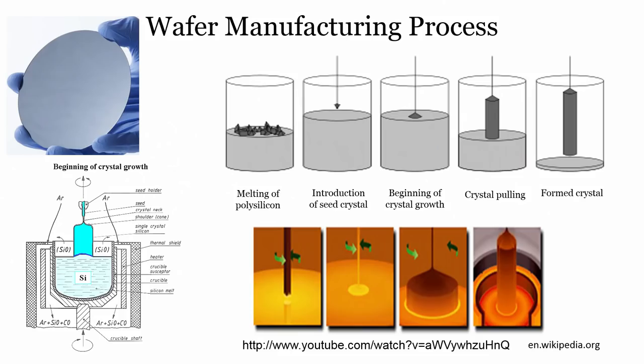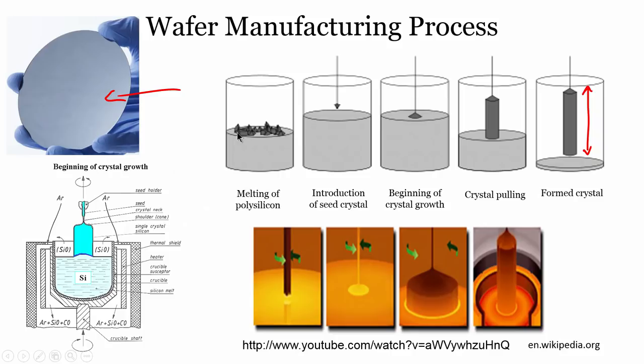Now, when you want to understand how exactly you get this silicon wafer, you need to understand the procedure. The procedure is: you start with melting of polysilicon, introduce a seed crystal, begin rotating the crystal, and then pull the crystal slowly, and you will see the formation of a boule, right. And the same thing is shown here. There is a YouTube video, please watch it, and you will understand the procedure of getting the silicon boule from the polysilicon.